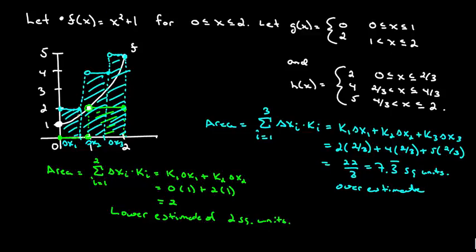The true area underneath the curve f is given here in orange. Notice the green is an underestimate for that area in orange, and the blue is an overestimate for the area in orange.